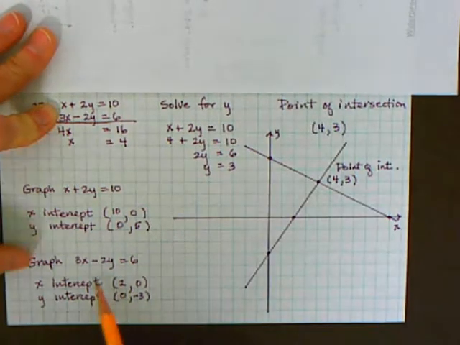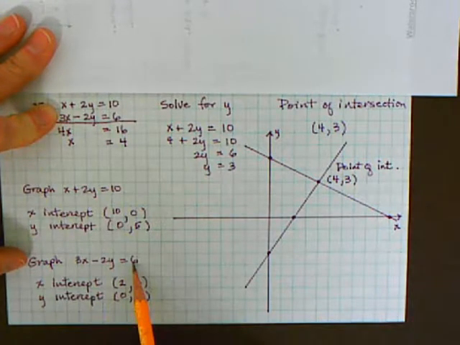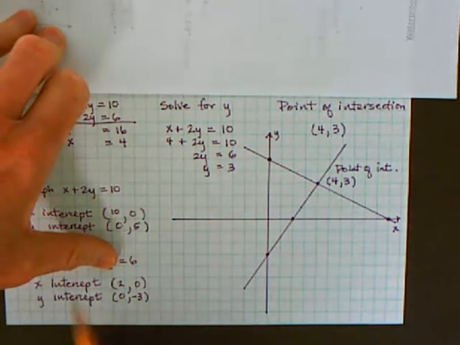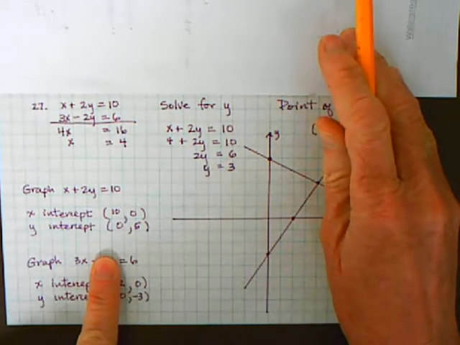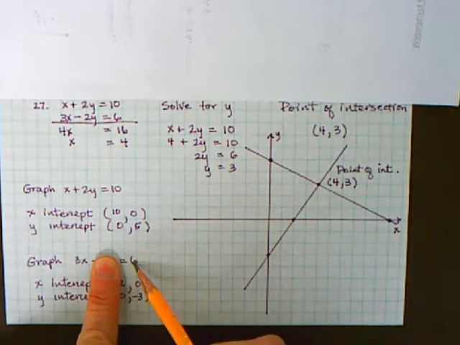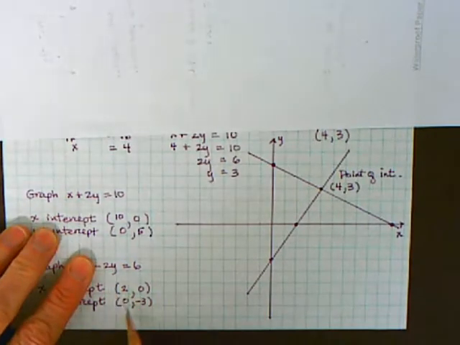Graph this second equation here, 3x plus 2y equals 6. When figuring out the x-intercept, set y equal to 0. So you can see I have 3x equals 6, so x is equal to 2. And then setting x equal to 0, I have negative 2y equals 6, so y is equal to negative 3.